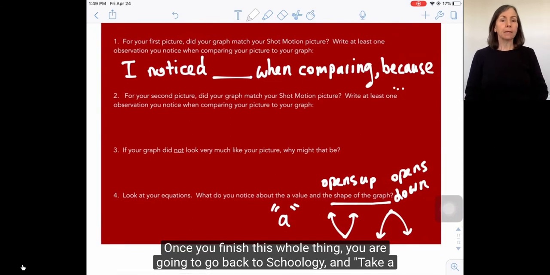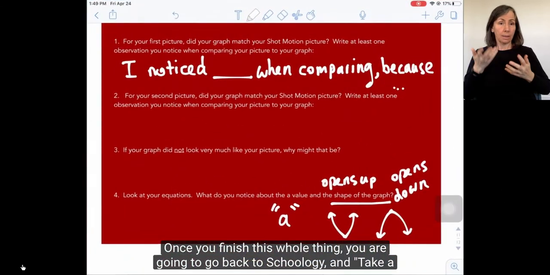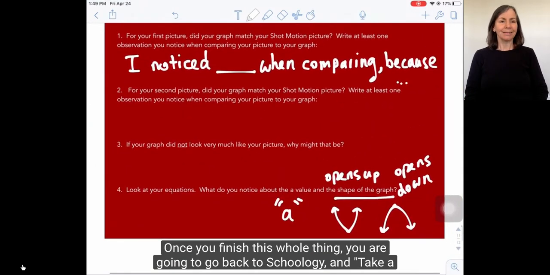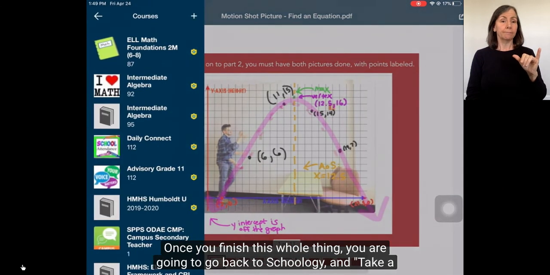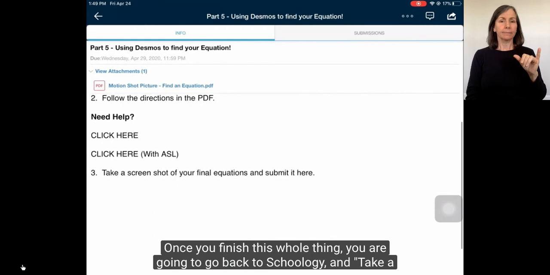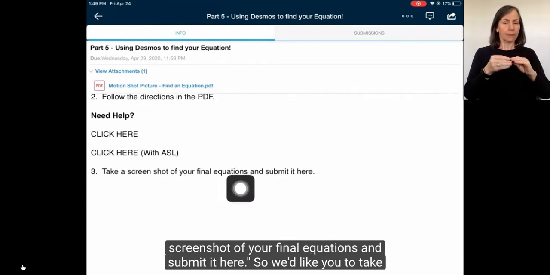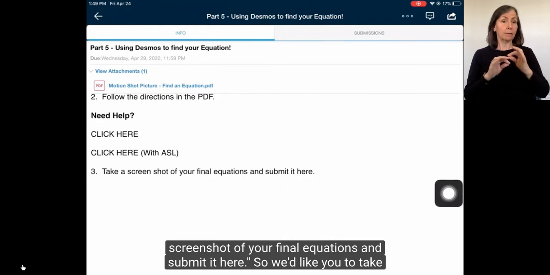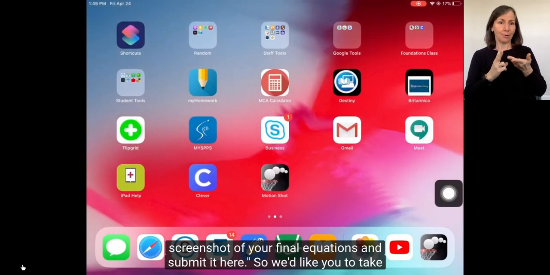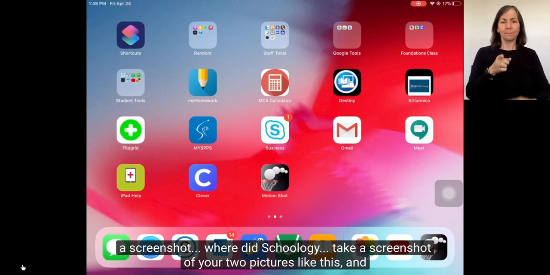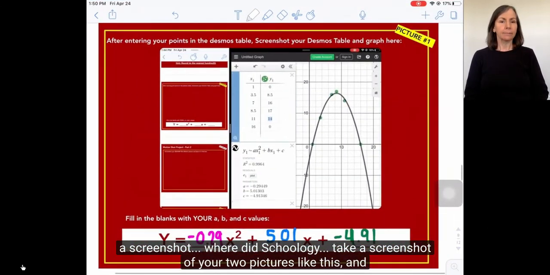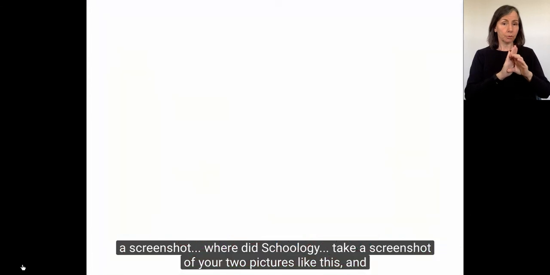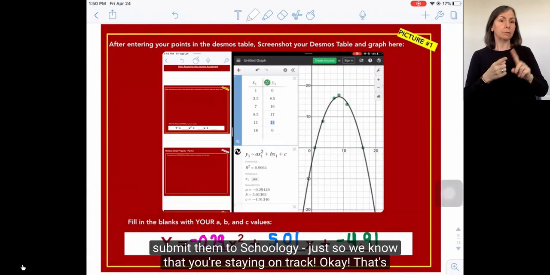Once you finish this whole thing, you are going to go back to Schoology and take a screenshot of your final equations and submit it here. So we'd like you to take a screenshot. Take a screenshot of your two pictures like this and submit them to Schoology, just so we know that you're staying on track.